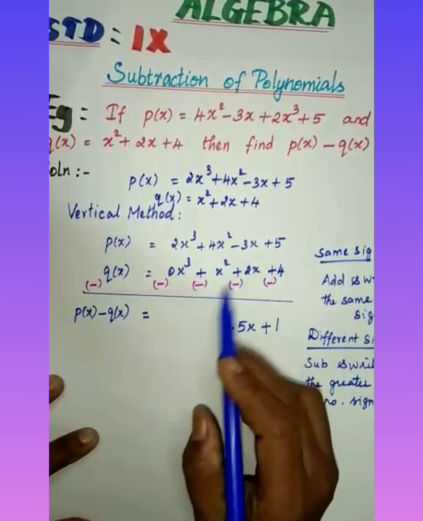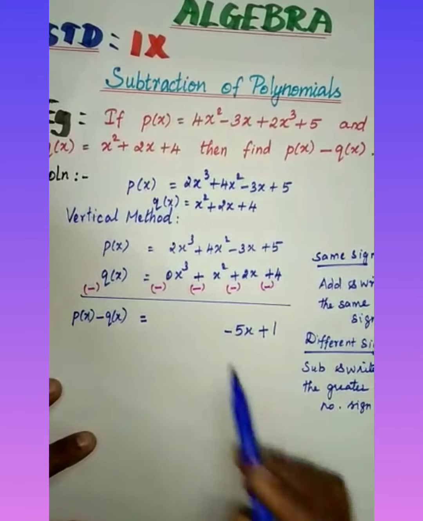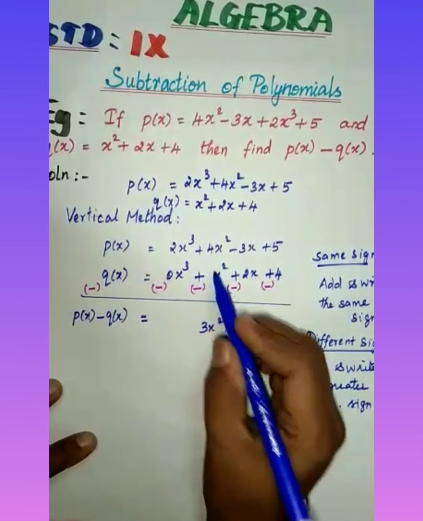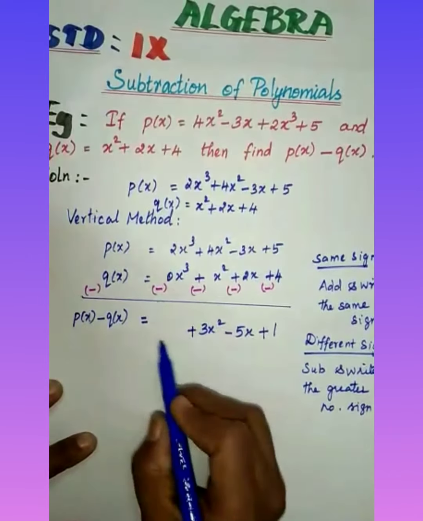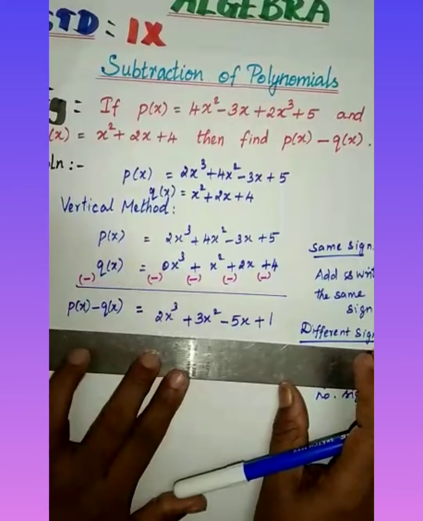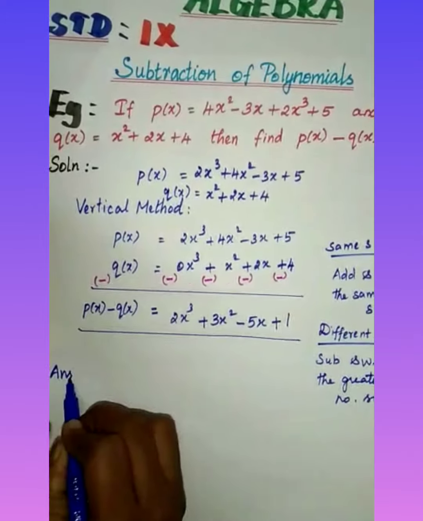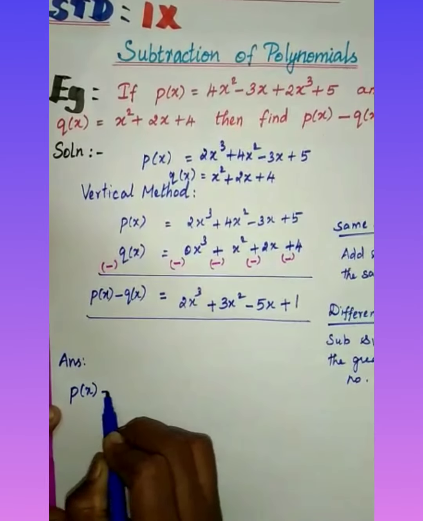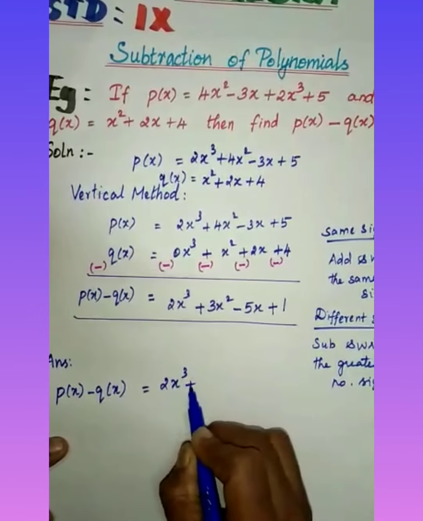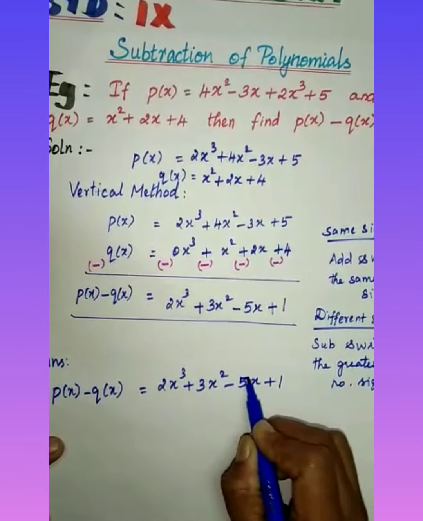Here plus 4x square, here minus x square. These two are different sign. So subtract and write the greater number sign. 4 minus 1 is 3x square. The greater number is plus 4. So plus 2 minus 0 is 2x power 3. So this is the answer. Therefore, P of x minus Q of x equal to 2x power 3 plus 3x square minus 5x plus 1.